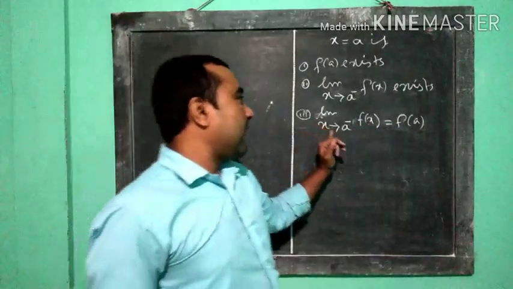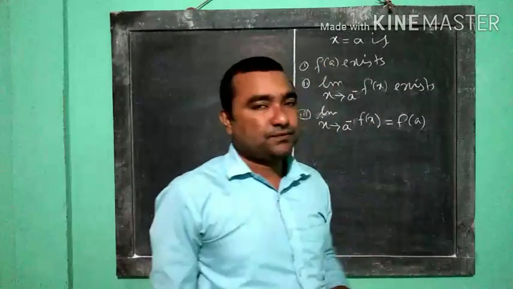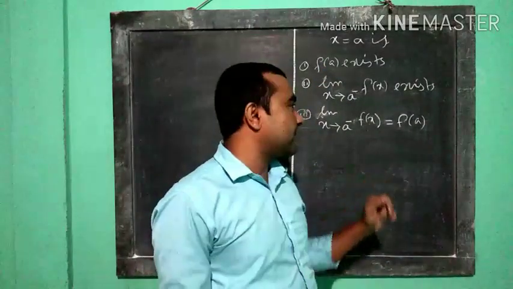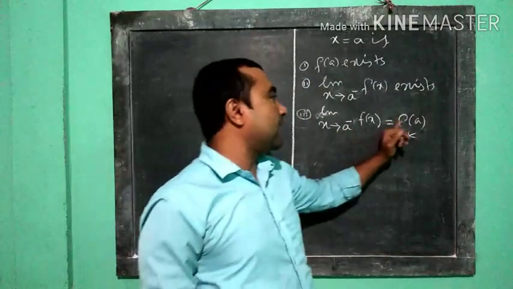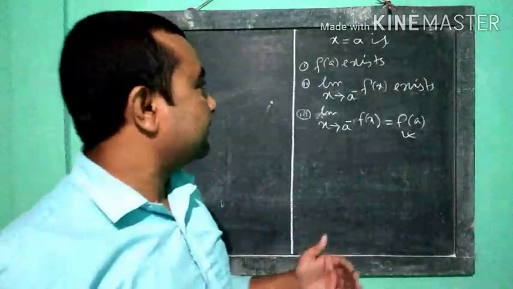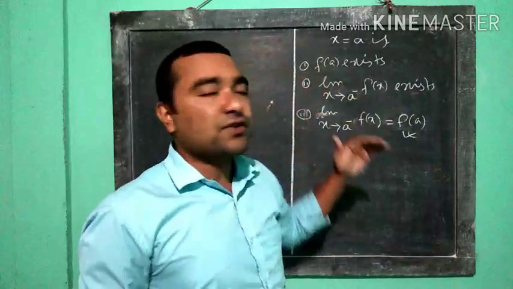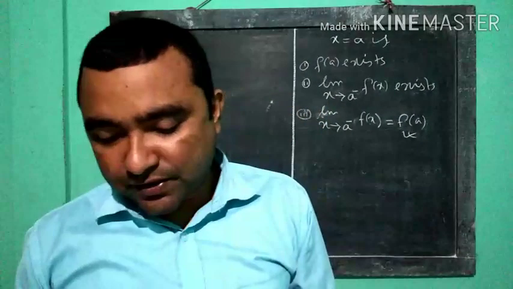If the left hand limit equals the value of the function, that is, the constant value, the left hand limit's value and the function's constant value are the same, then we say that the given function is left continuous function.